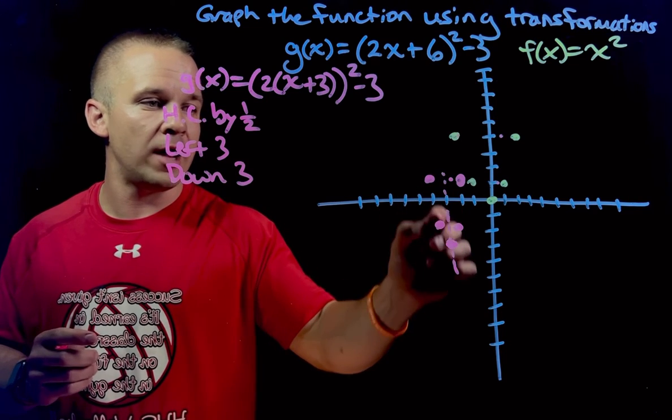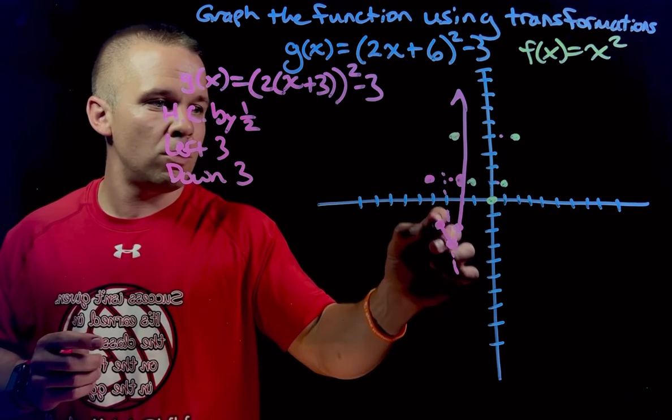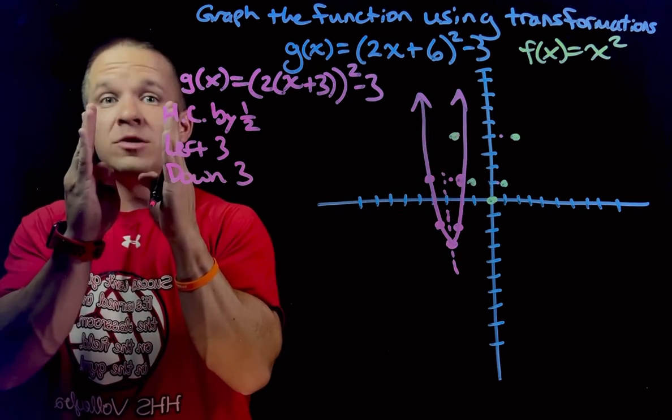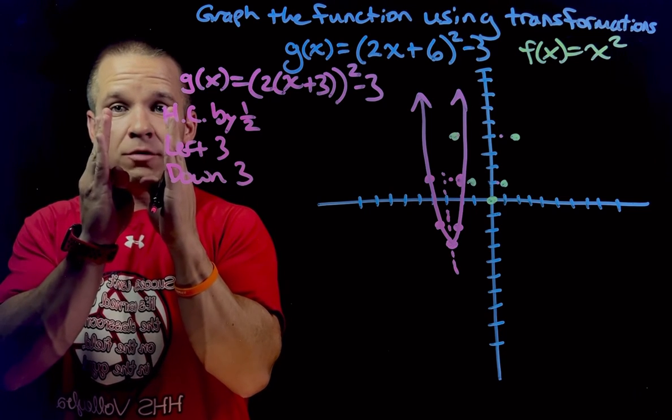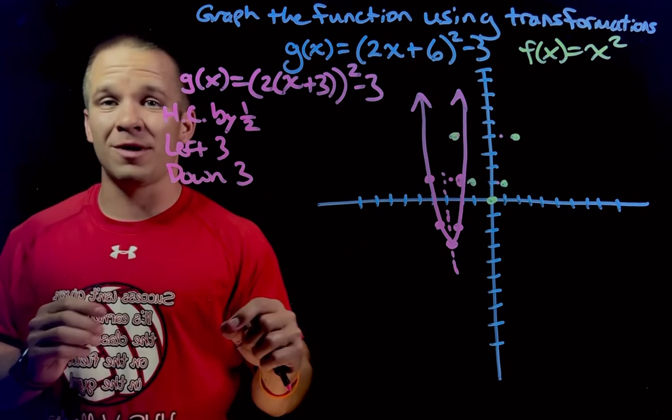I'm right there. So now my new graph is a little bit skinnier. There is my horizontal compression by 1/2. Squeezes it in, right? It shifted left 3 and down 3. That checks out from those points right there, and that's dope.